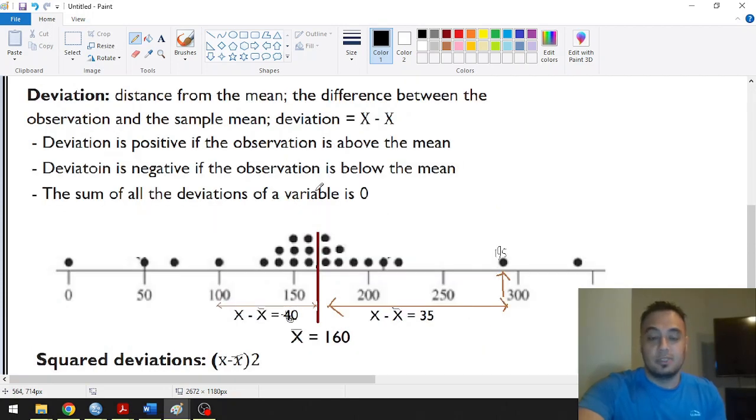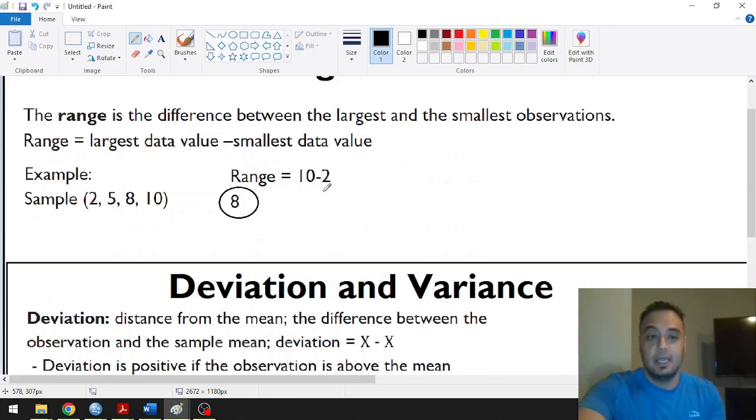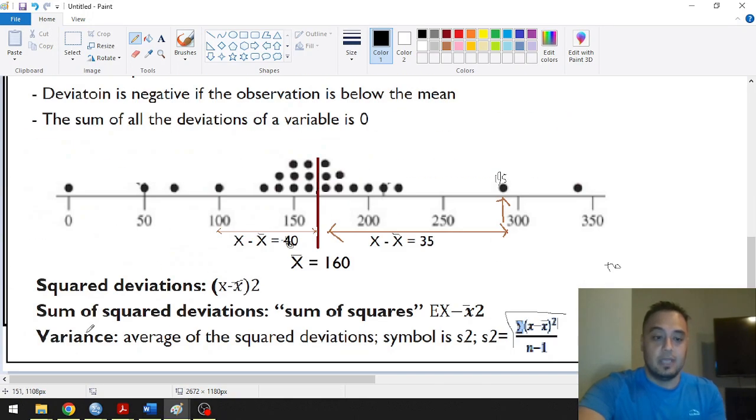So the numbers that you really report, that you really analyze in the statistical data analysis, is of course range and variance. The square deviation and sum of square deviation, or sum of squares, these are the building blocks. These are the foundations. These are the ingredients that lead you to variance. But I still wanted to cover them so that you have an understanding of what they are. And this is the formula for variance, and the symbol for variance is S2.